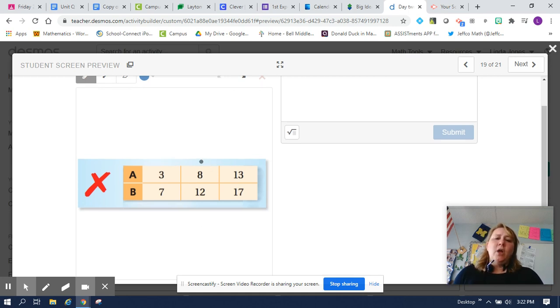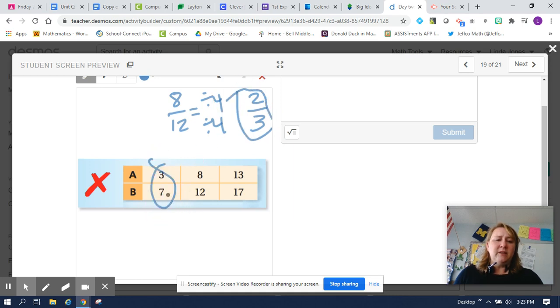So as I look at this, what do we notice? If I had the fraction 8/12, and I were to divide the top and the bottom by 4, I would have 2/3. 2/3 is not the same as 3/7. This ratio table is not a ratio table. There's nothing that I can multiply to get to the next thing that I also multiply.